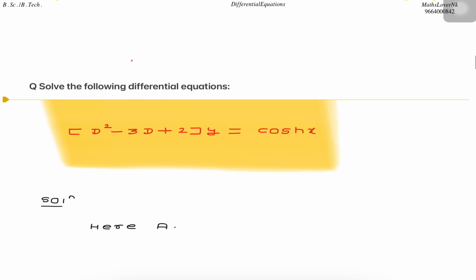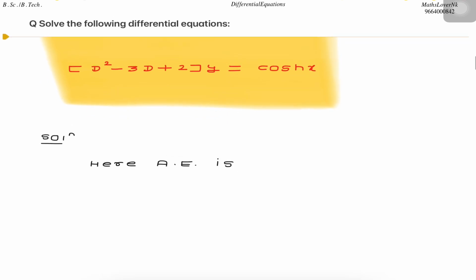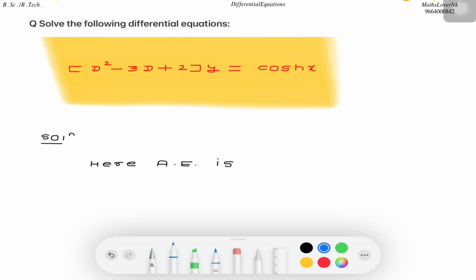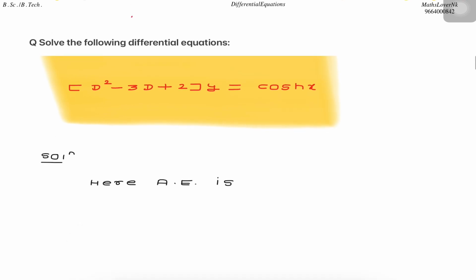The auxiliary equation, in short form AE. For finding the auxiliary equation, put capital D equal to m. Then we get m squared minus 3m plus 2 is equal to 0.